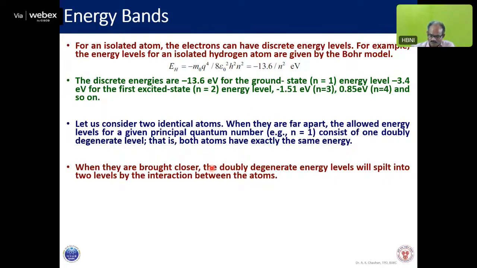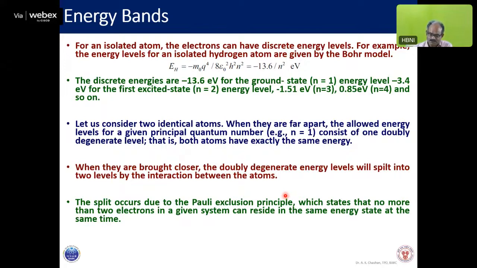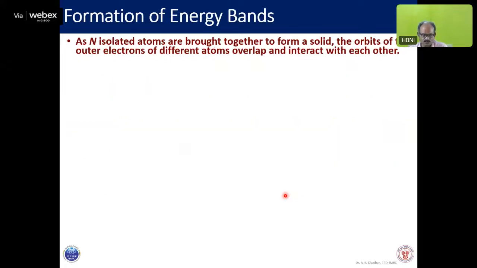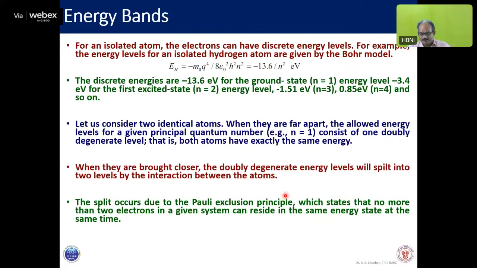So when they are brought closer, the doubly degenerate energy levels will split into two levels by the interaction between the atoms, when their wave functions start to overlap. And it occurs due to Pauli's exclusion principle, which states that no more than two electrons in a given system can reside in the same energy state at the same time. So an extra energy state has to be created. This is the example of hydrogen, just to explain.